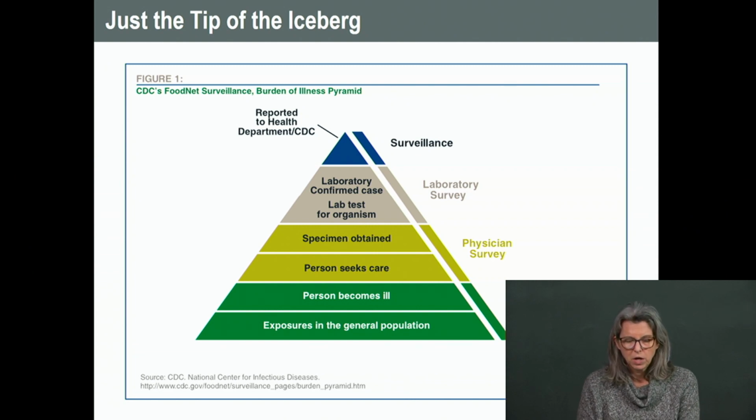So you can see to move down the pyramid, you need to make some assumptions and do some modeling. So we go from surveillance to laboratory confirmed cases and to the lab testable organism. So there's some people that are sick but don't have laboratory confirmed cases. So we have to model those.